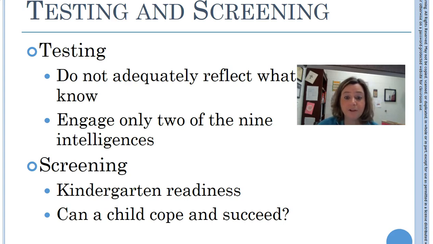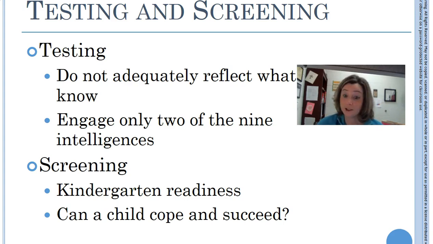Okay, there's a big difference between testing and screening. So testing, think about whenever we took a test. There is kind of a right or a wrong answer. But the problem with the way that testing is done a lot of times is that it doesn't adequately reflect what children know. As we've talked about, if you are not a good test taker, then your score on a test does not actually show what you've learned and what you know. What it showed was that you're not a great test taker. And in all honesty, a lot of people are not good test takers.